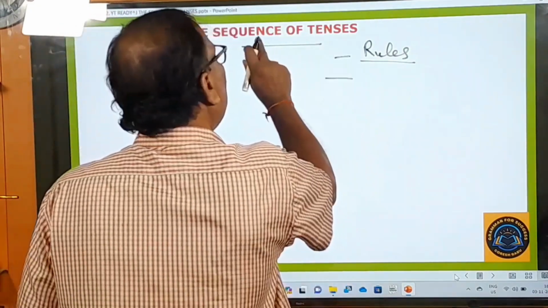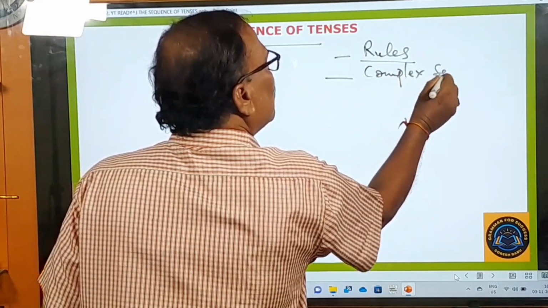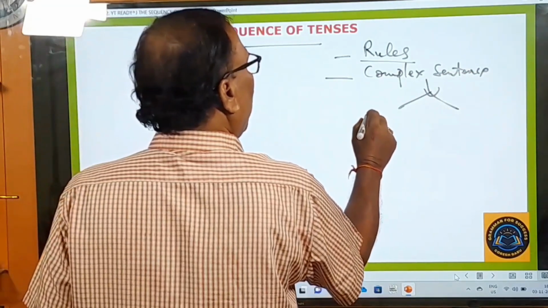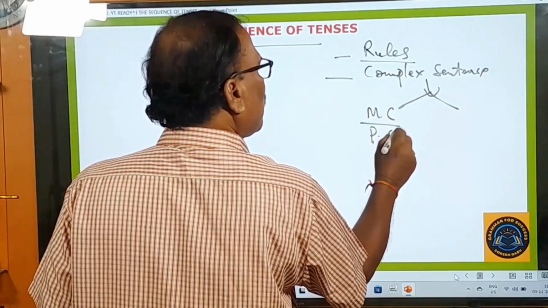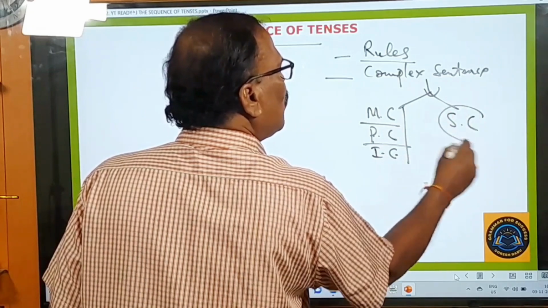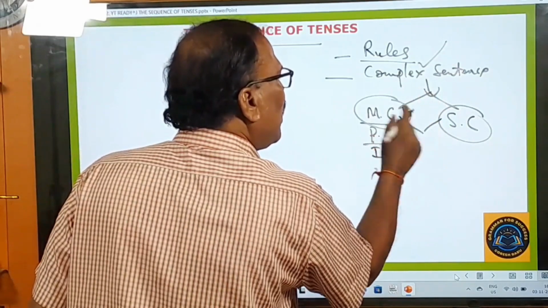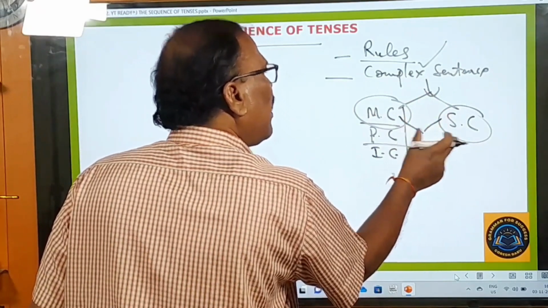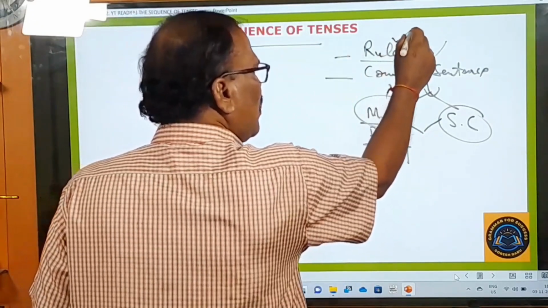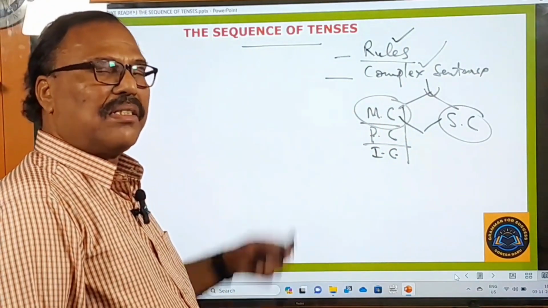And one more thing is that the sequence of tenses refers only to complex sentences. Complex sentences means wherein you can find two clauses: main clause, or principal clause, or independent clause, whatever you can call it, and subordinate clause. These two things must be there in a complex sentence. So to bring about a coherent relationship between these two clauses in that particular sentence, we apply these sequence of tenses rules, and that is what the sequence of tenses tells you. This is very important.